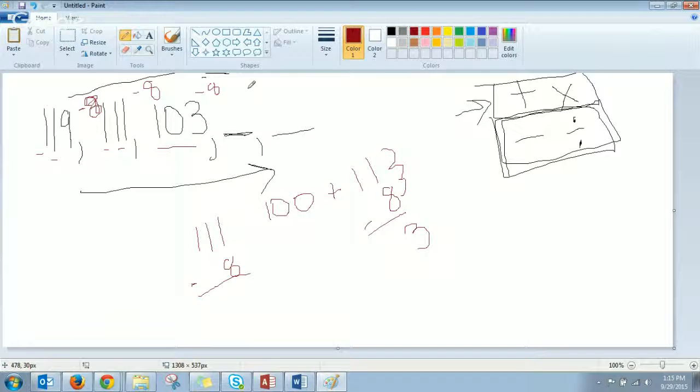Now I have to continue to follow the rule to find the mystery numbers. So for this one, I might even just write the math problem below. 103 minus, make sure you line your ones up, minus 8.